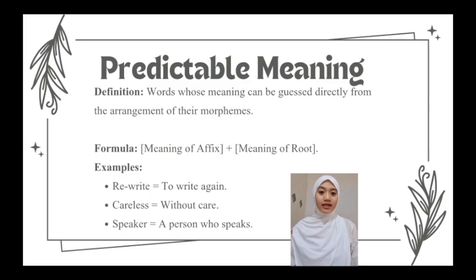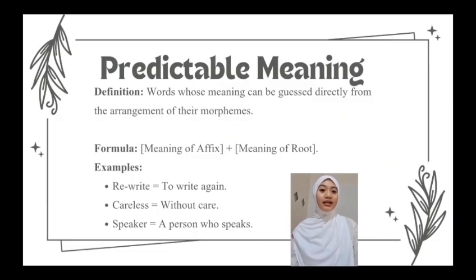We can use a simple formula to understand these words: the meaning of the affix plus the meaning of the root. By combining these two, we get the full meaning of the complex word. Let's look at some clear examples.